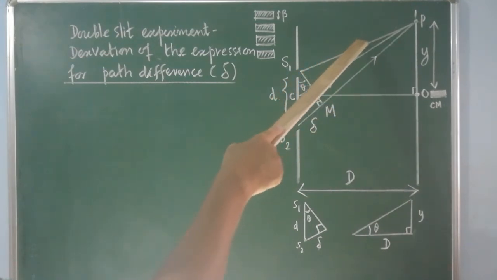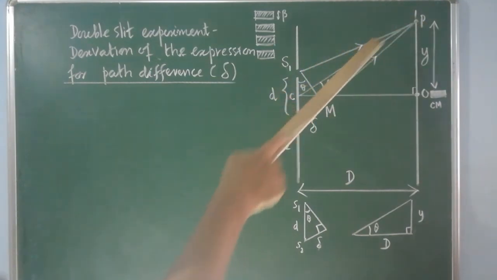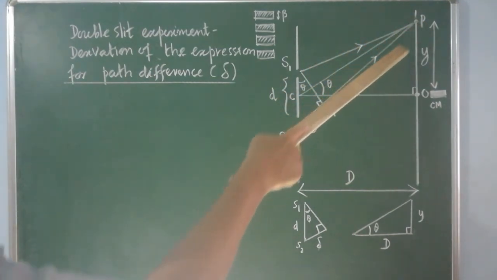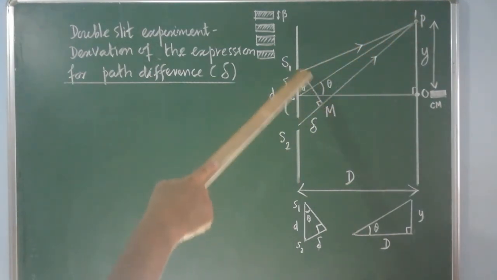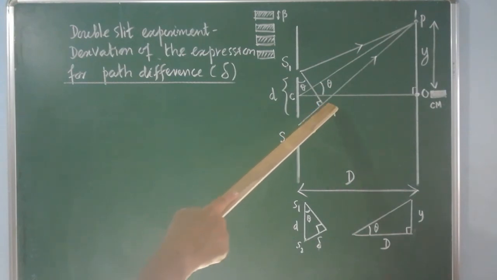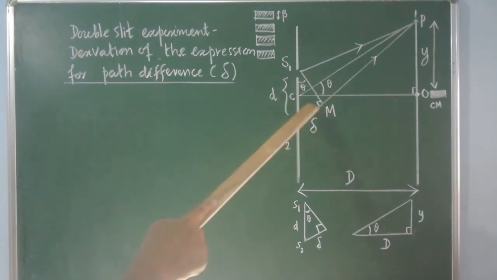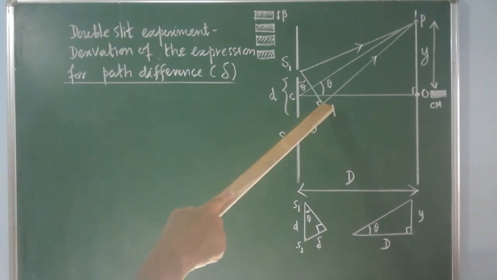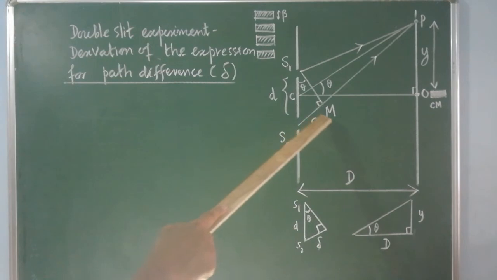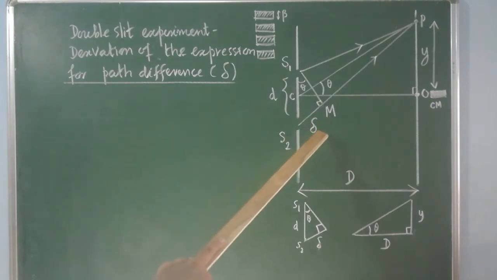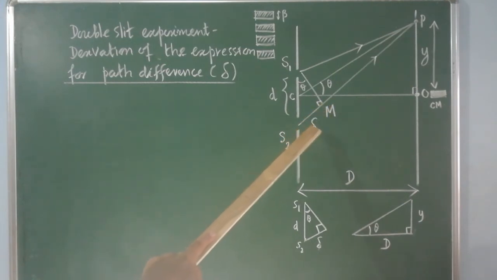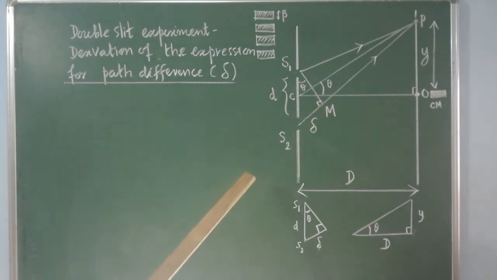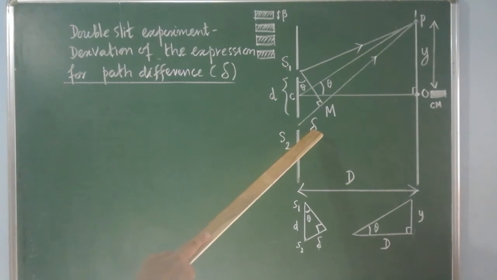After drawing these two lines, S1P and S2P, we have to draw the perpendicular line from S1. That perpendicular line gives you the extra distance traveled by the light from S2. So this extra distance S2M is called the path difference. That is called delta. To get this delta, we have to derive the expression. Are you clear? So here we are going to derive the expression for path difference.